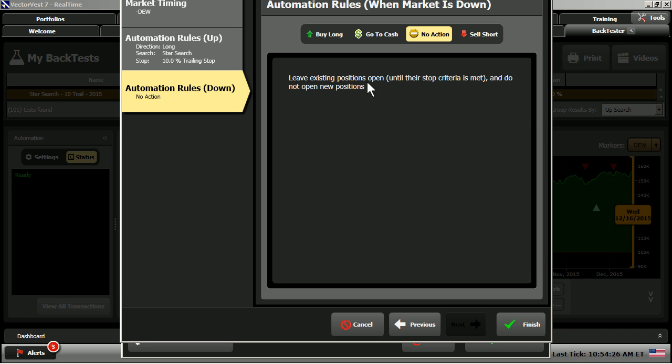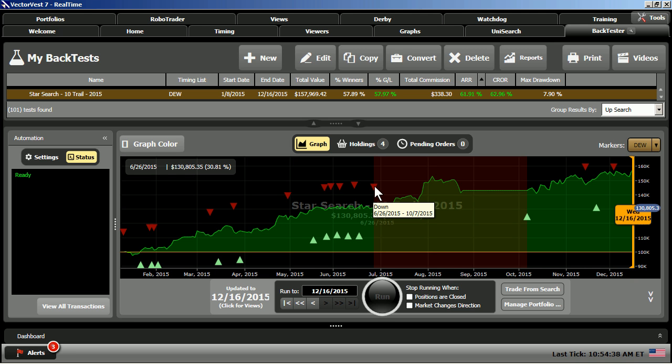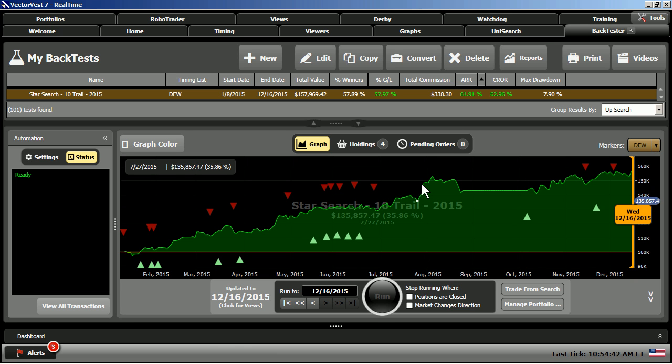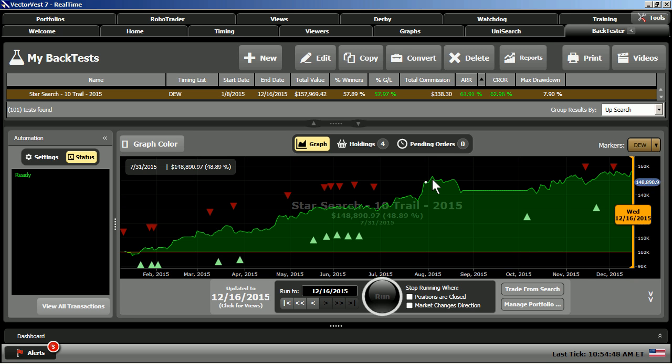We leave those positions open until their stop criteria is met, but we don't open any new positions. So we just let our portfolio extinguish naturally, and that's what happened here. The DEW signal turned down on June 26th. We kept our positions in our portfolio, and look at that. The portfolio actually increased in value during the DEW down, but we didn't replace any stocks that we got stopped out on. We eventually stopped out of all of them at the end of August, remained in cash until the next DEW up, and then we were off and running again.